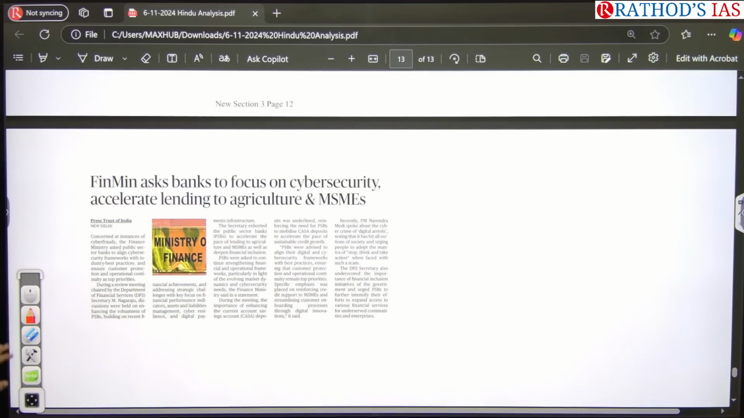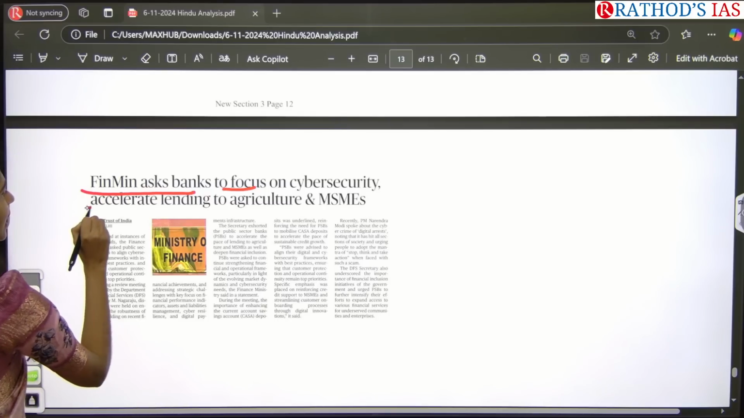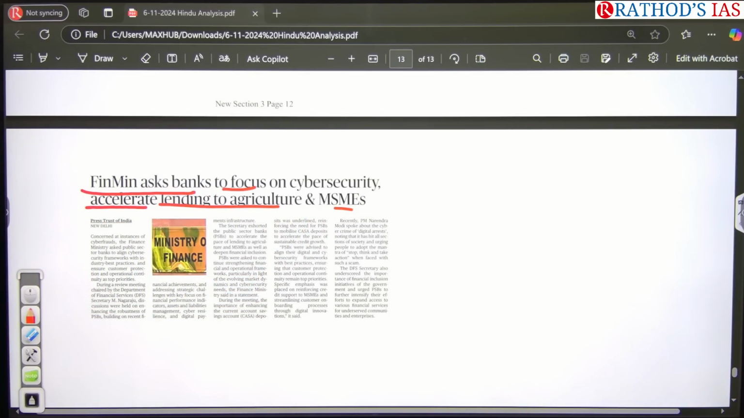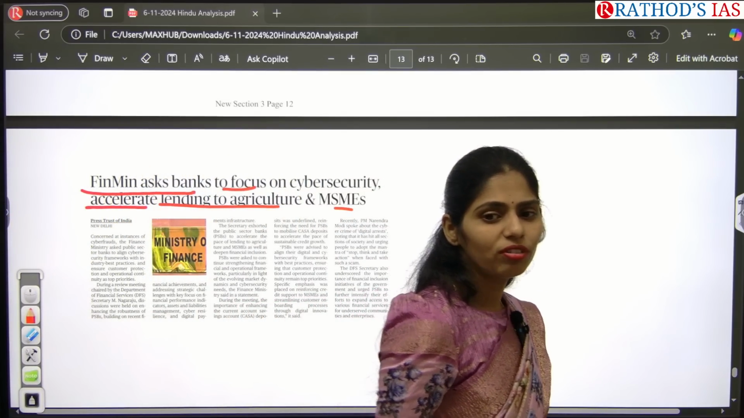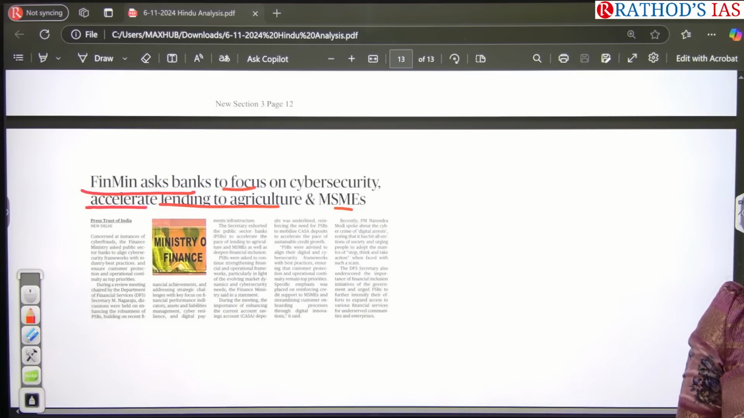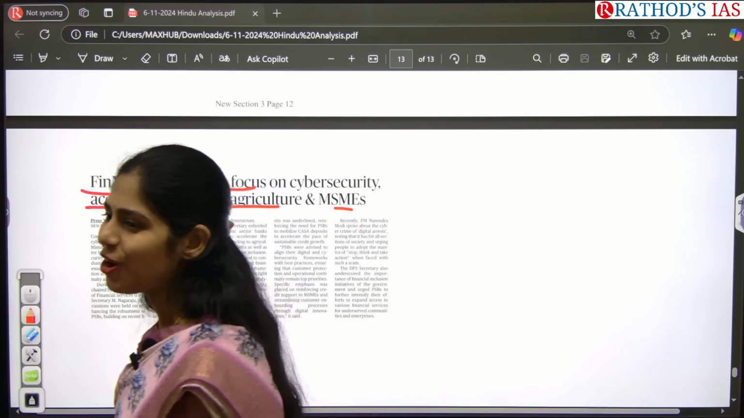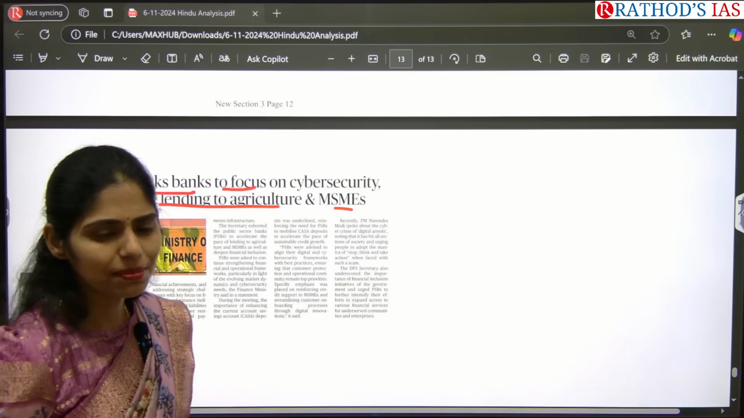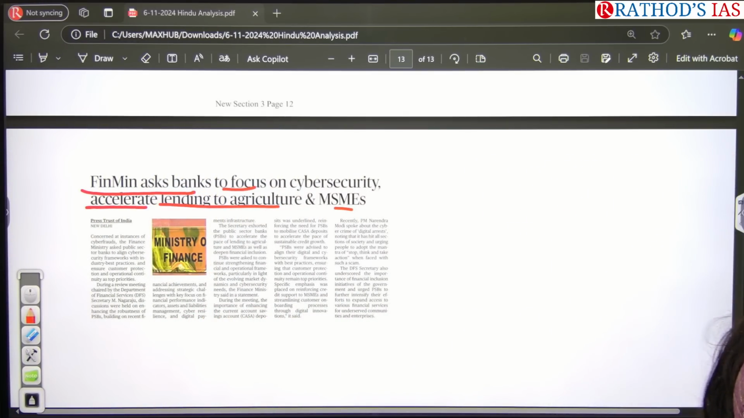Okay, see this article: Finance Ministry asked banks to focus on cyber security, accelerate lending to agriculture and MSME. So this article is talking about giving more funds to agriculture and MSME, which comes under which sector? Priority sector lending. So how much percentage should be given to agriculture under this PSL? Total PSL, how much percent? Very good.